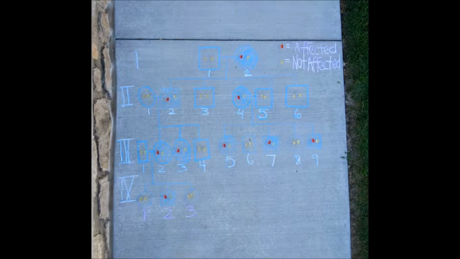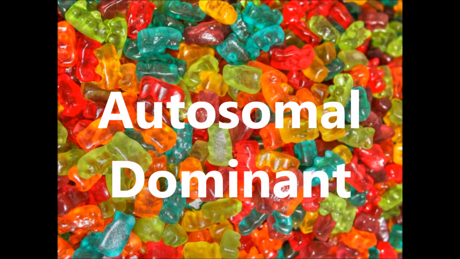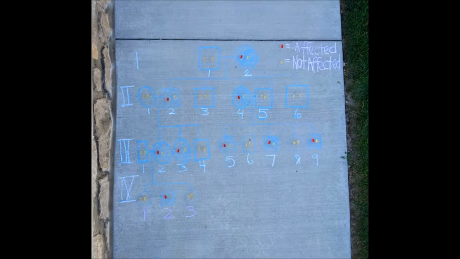In our problem, we have a pedigree that represents the inheritance of a rare disorder. We have determined the mode of inheritance as autosomal dominant, and in our video, we will show the probability of having 2 children with the disease.